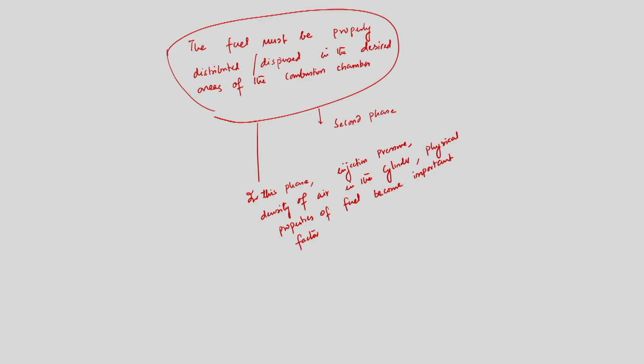While talking about a properly distributed, dispersed phase of the fuel, a few important aspects you need to take into account are injection pressure, density of the air in the cylinder, and physical properties of the fuel, because these three are important factors which will dictate whether we will get a properly distributed or dispersed phase of the liquid or not. These are very important issues we need to take into account while designing the nozzle.